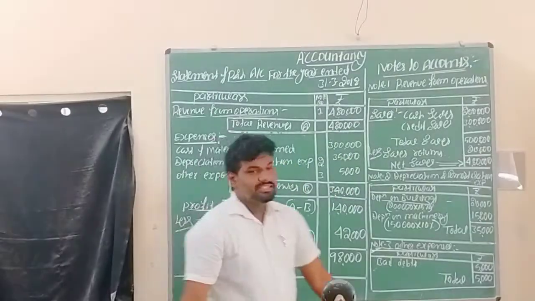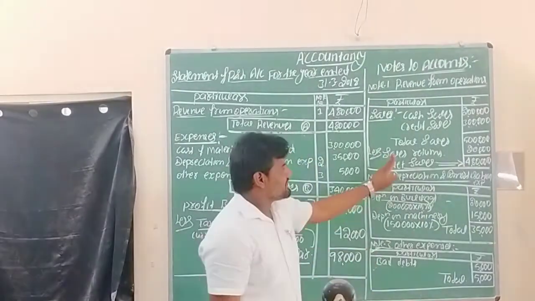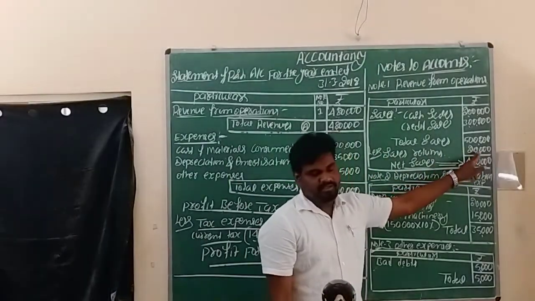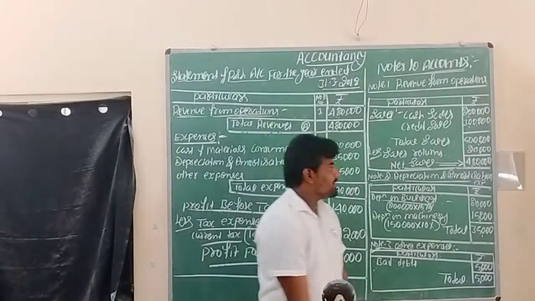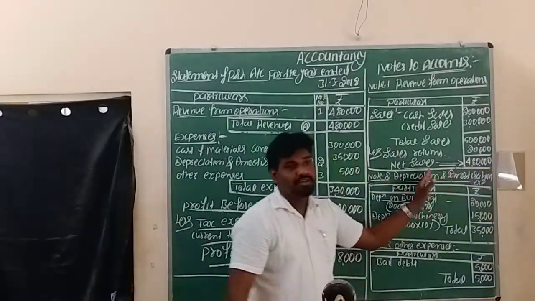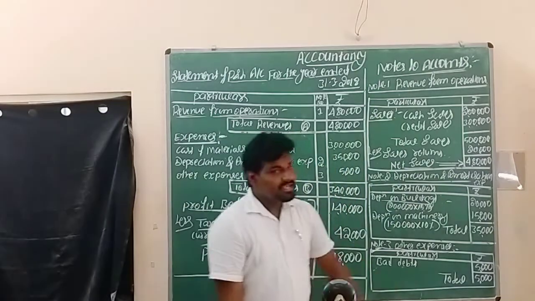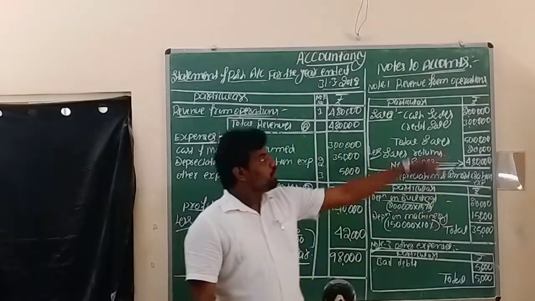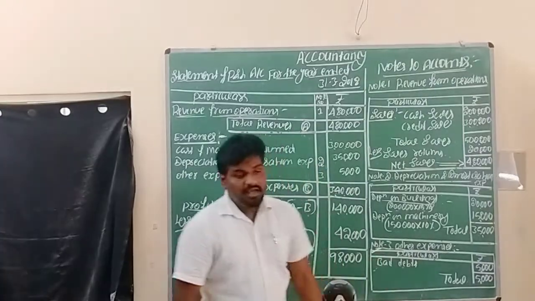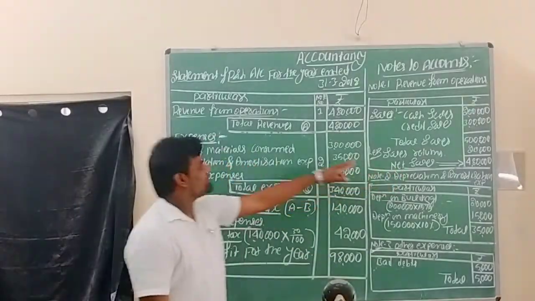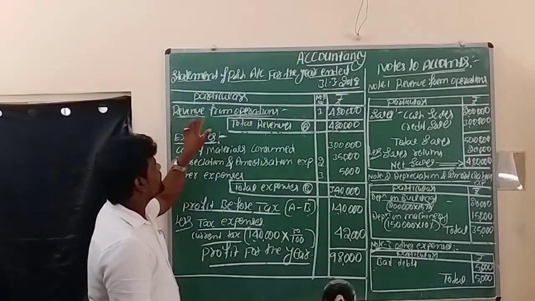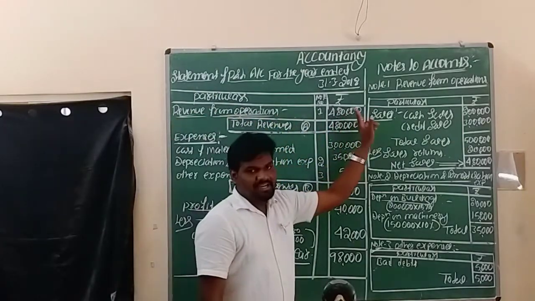Again, they have given sales returns also. Less sales returns 20,000 rupees. So 5 lakhs minus 20,000, the remaining balance is 4,80,000. This is the total net sales during the year. We can treat these net sales as total revenue from operations. So we can record these total net sales in the profit and loss account: revenue from operations 4,80,000 rupees.